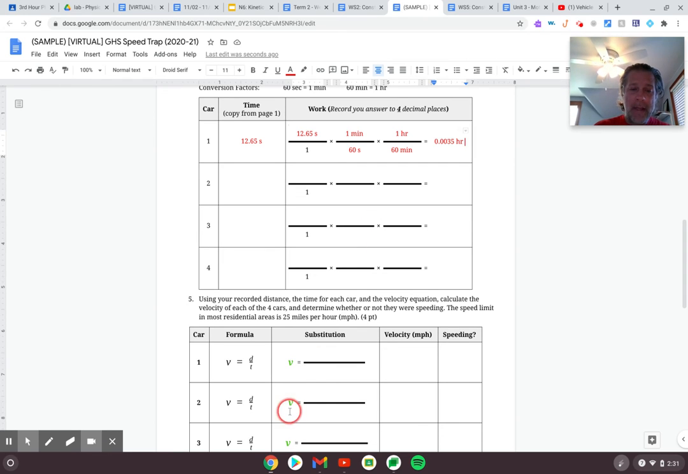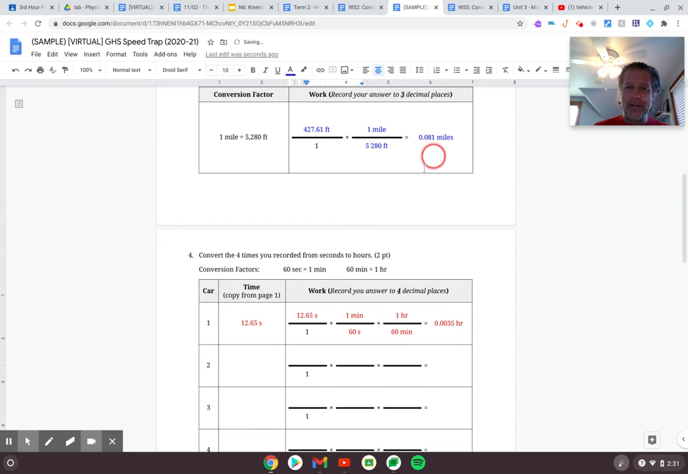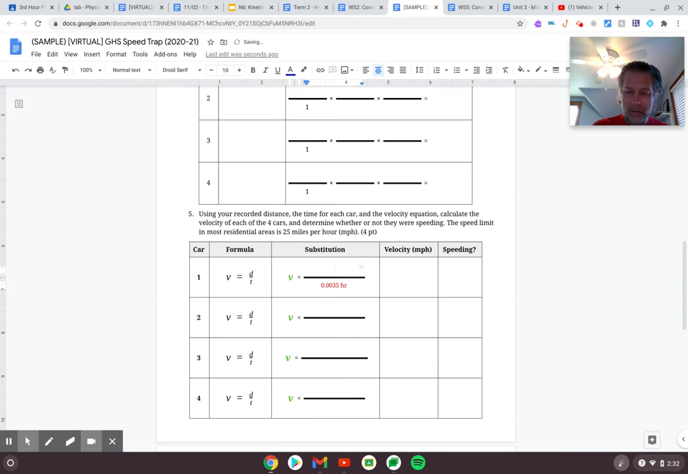So now I can go down below and substitute those in and solve for the velocity that the car was traveling. So if we know that the time from up above is 0.0035 hours, and the distance was 0.081 miles, all I'm going to do is take 0.081 divided by 0.0035, and I get a velocity of 23, I don't know, let's say 0.1 miles per hour.